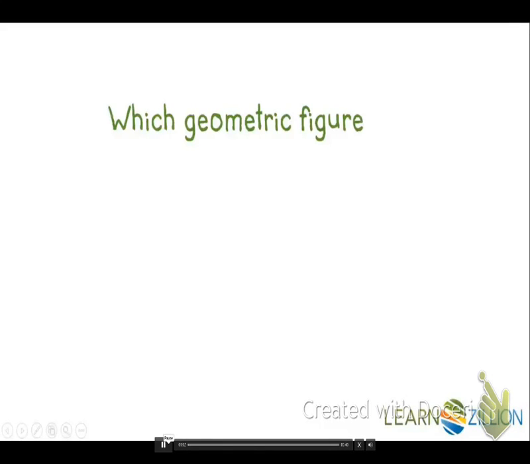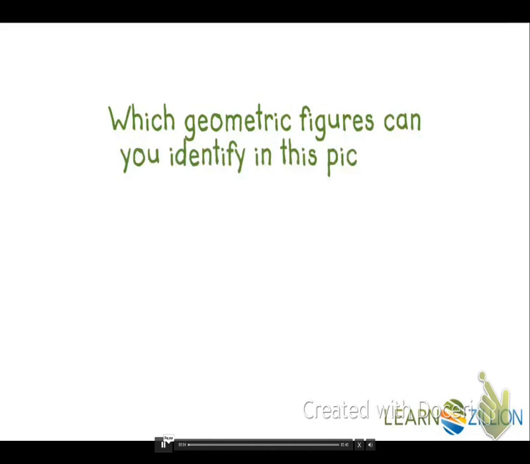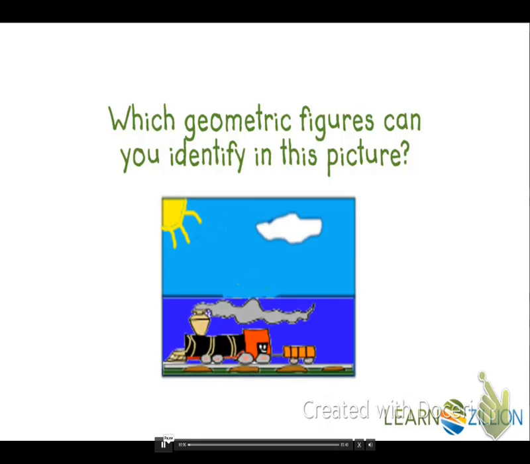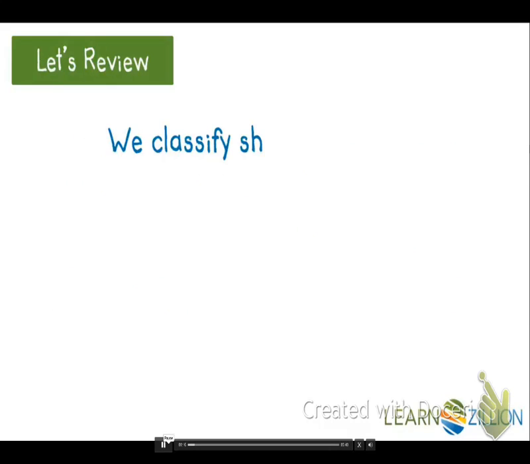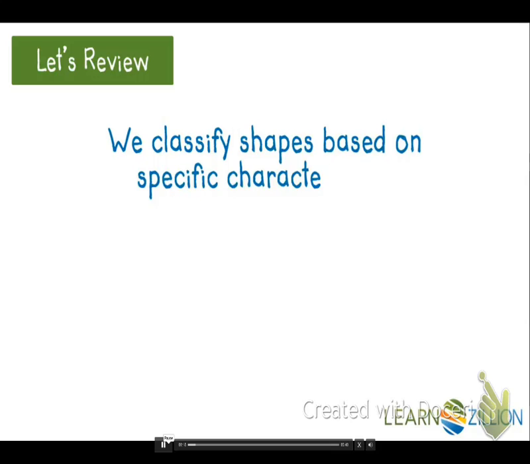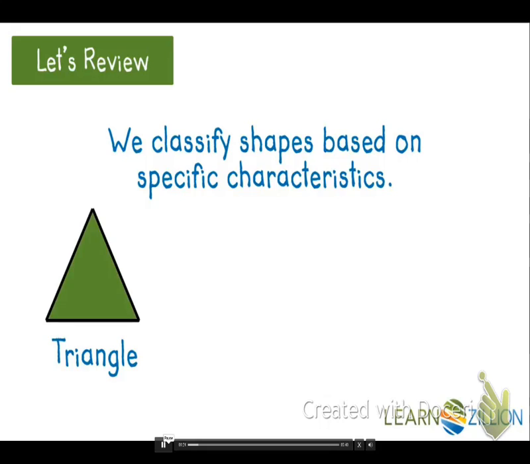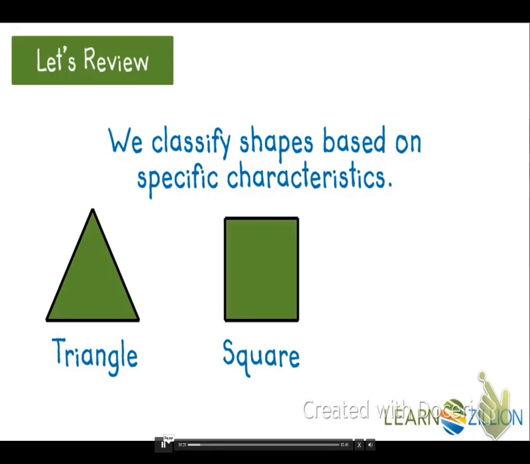Which geometric figures can you identify in this picture? In this lesson, you will learn how to identify points, rays, lines, and line segments by observing their characteristics. Let's review. We classify shapes based on specific characteristics. We can classify shapes by sides. A triangle has 3 sides, a square has 4 sides, and a pentagon has 5 sides.